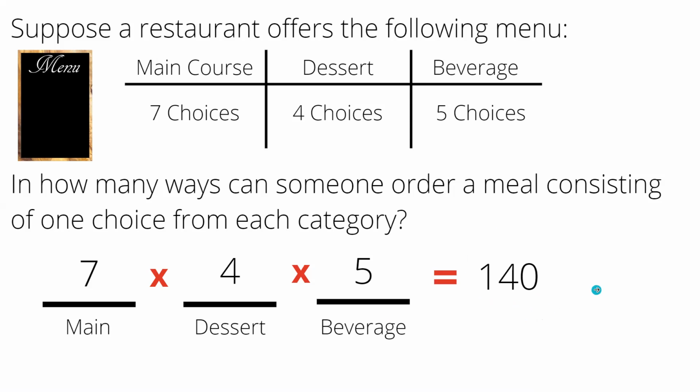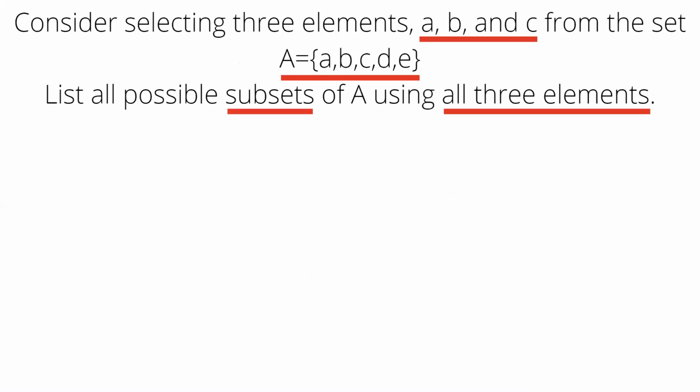Okay, we're going to look at one last problem, and then we're going to call it quits. This problem is not necessarily that hard. The hardest part is making sure that you type it correctly into WebAssign. So consider selecting 3 elements. The elements that you are going to select are A, B, and C, and they're coming from this big set A, which is the set A, B, C, D, and E. But we're only going to pick A, B, and C. It says list all possible subsets of A that use all 3 elements A, B, and C.